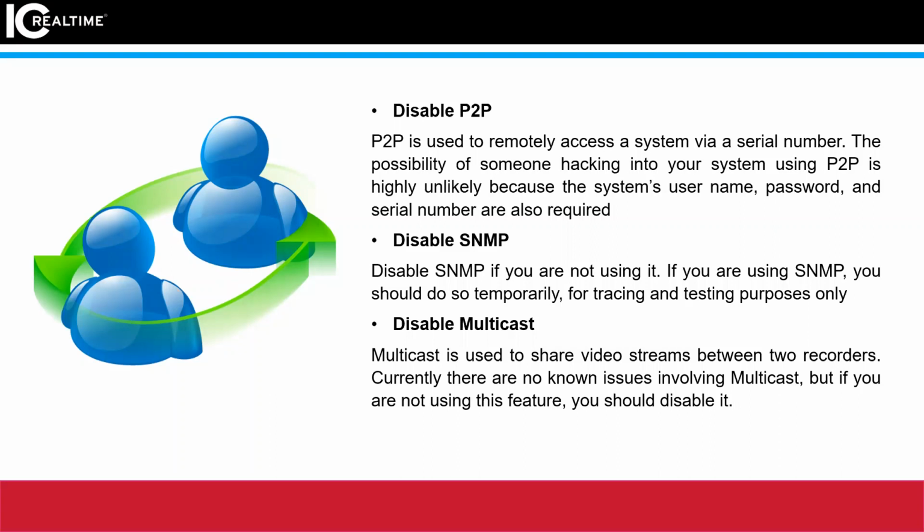And then next is going to be multicast. Multicast is used to share streams between two or more recorders on a local area network. There's really not any known vulnerabilities, but again, if you're not using multicast for any reason, you want to make sure that it's disabled. It is disabled again out of the box. You just want to make sure that you do not enable multicast if you don't intend to use it.